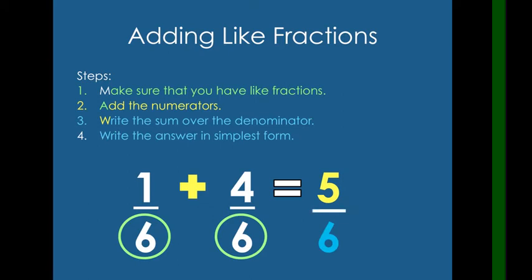So, kapag nag-add tayo, i-add lang natin yung numerator, yung mga number na nasa taas kapag like fractions. And then, sa denominator naman, ikakopy lang natin yung number. So, we have 5 over 6. Then write the answer in simplest form. In this particular example, it is already in simplest form, 5 over 6, because it is a proper fraction. So the answer is 5 over 6.